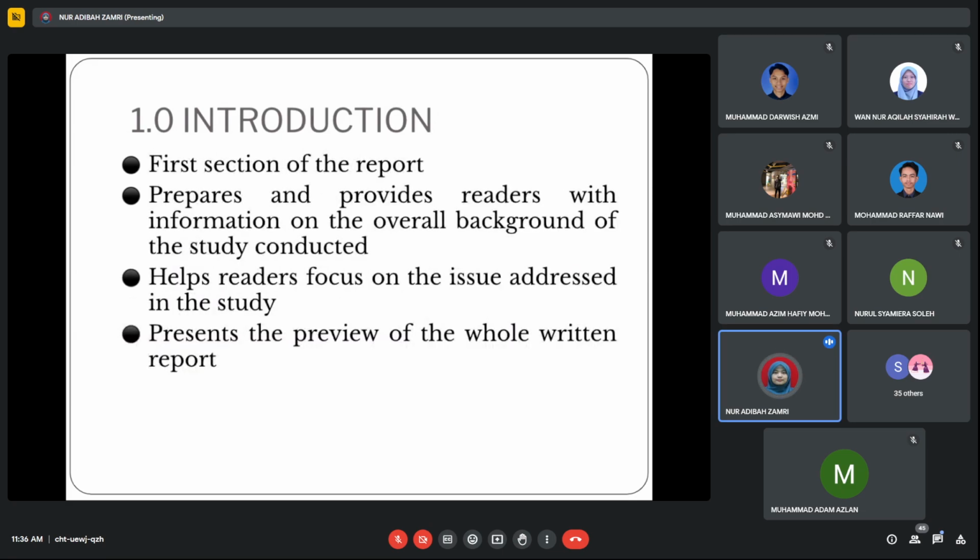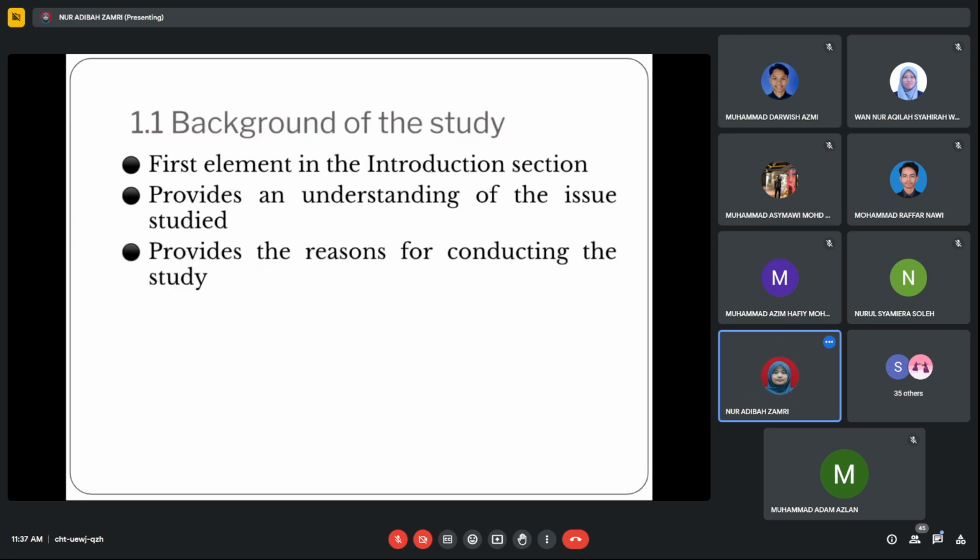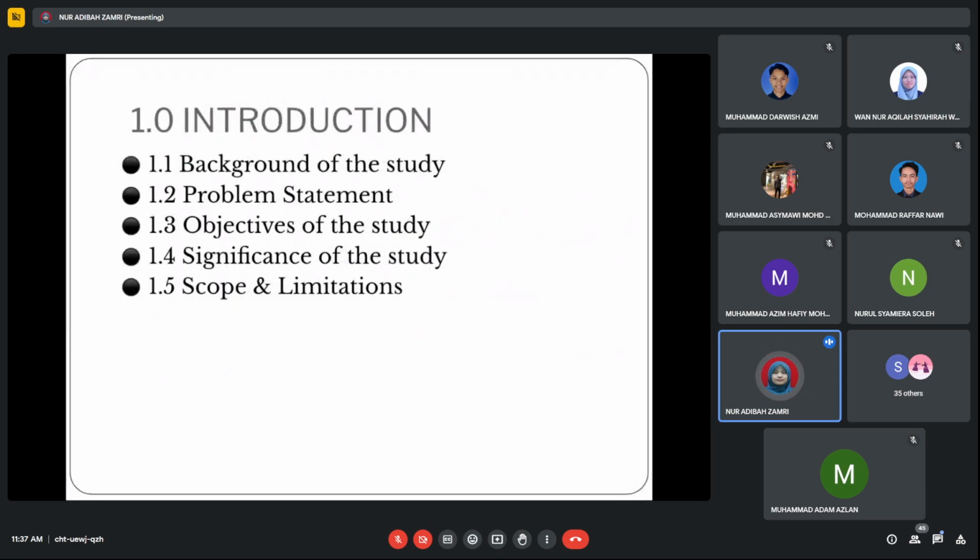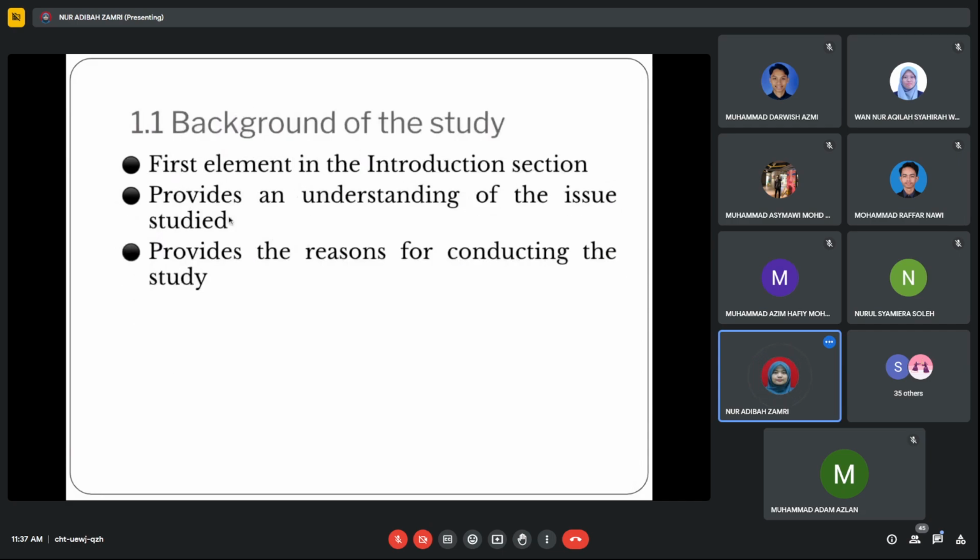The first section of the report prepares and provides readers with information on the overall background of the study conducted. It helps readers focus on the issue addressed in the study and presents a preview of the whole written report. So all of these fall under introduction. Background of the study is the first element under the introduction section, 1.1. It provides an understanding of the issue studied. So you need to know what your issue is. For example, let's take a look here.